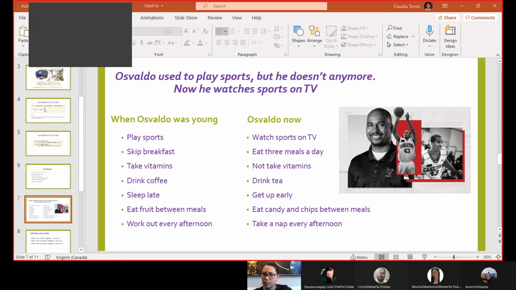Okay, Diana says, teacher, is it doesn't take or doesn't took vitamins? Doesn't take, because remember when we have auxiliaries like do, does, did, we don't change the verb. The verb must be in the main form. So that's why it's doesn't take.